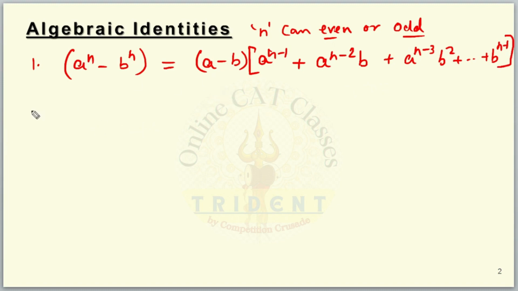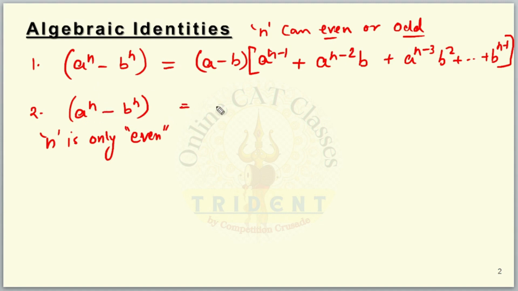The second thing is the same, a^n - b^n. But this time, please pay attention, n is only even. In this case, a^n - b^n will be divisible by a + b also. So the factorization will be something like this: a^(n-1), this time the terms will be negative alternately, which is going to be a^(n-1) - a^(n-2)b + dot dot dot, and finally b^(n-1).